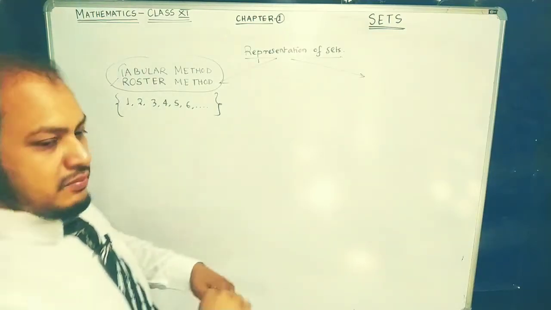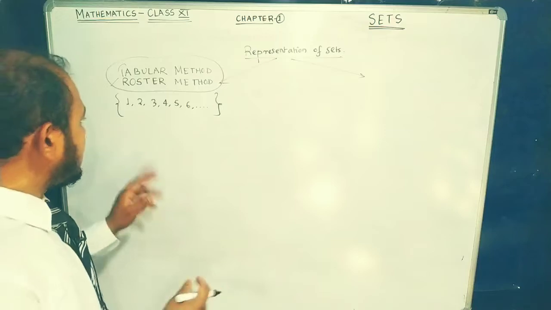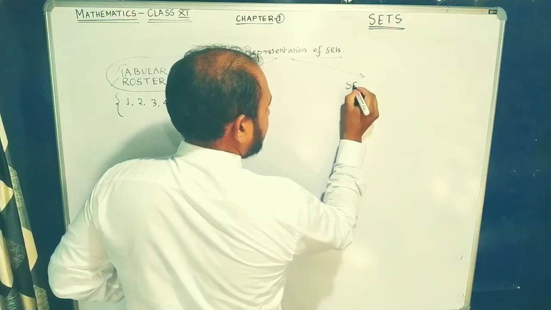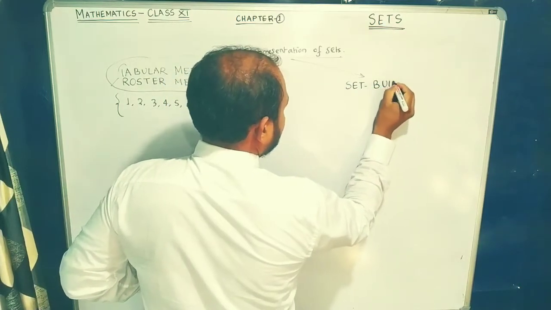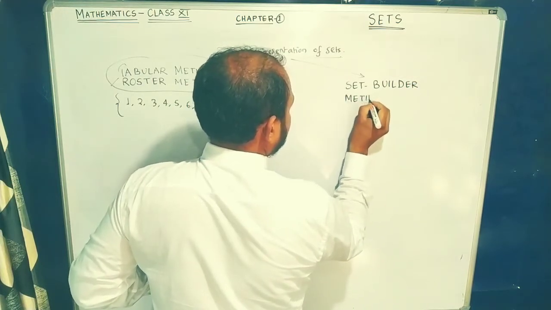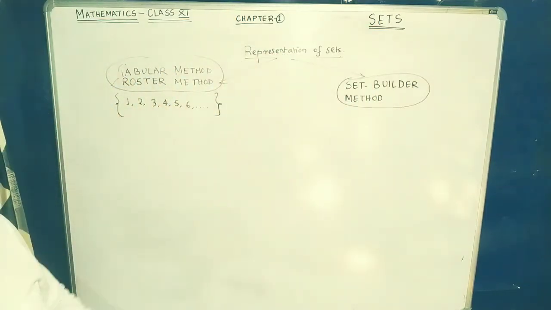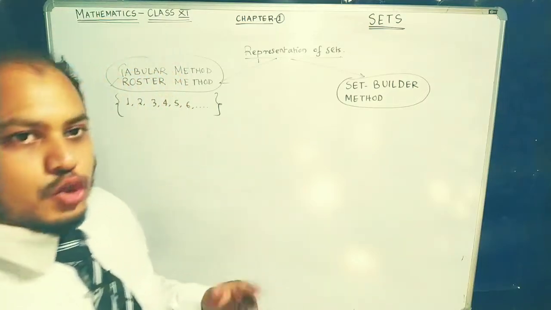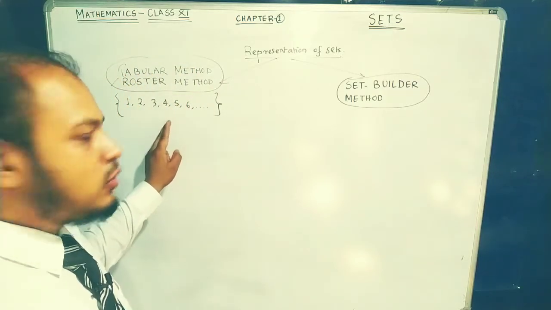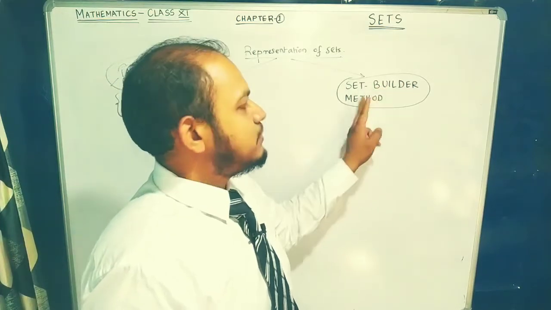Okay, the second method. So this is the first method, we call it the tabular method or the roster method of set representation. There is a second method, we call it the set builder method. So any set, if you have one set, you can choose in which method you want to express the set. You can either choose to express this in the tabular method or roster method, or you can choose to express the same set in the set builder method.